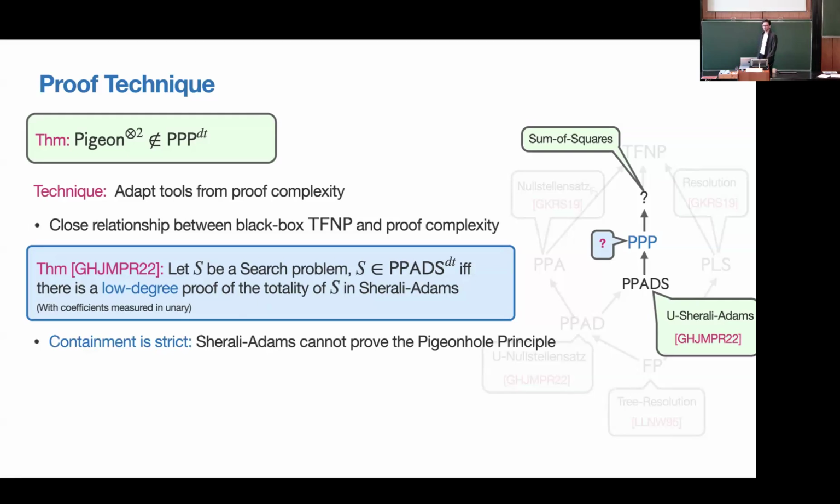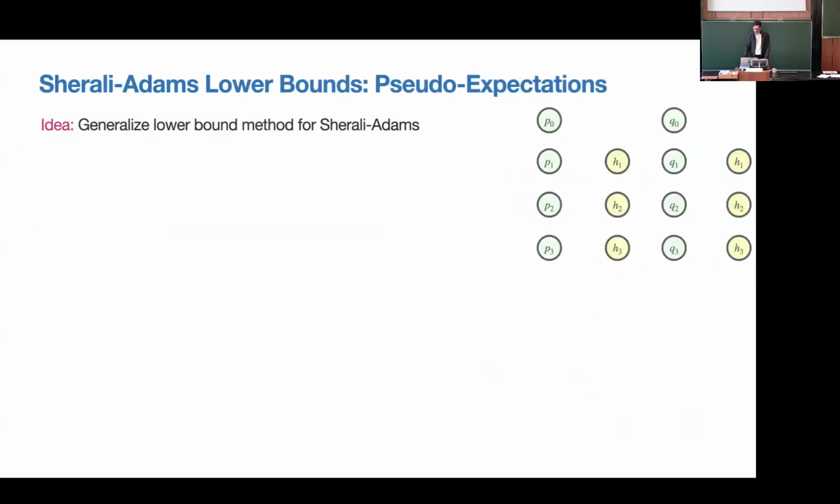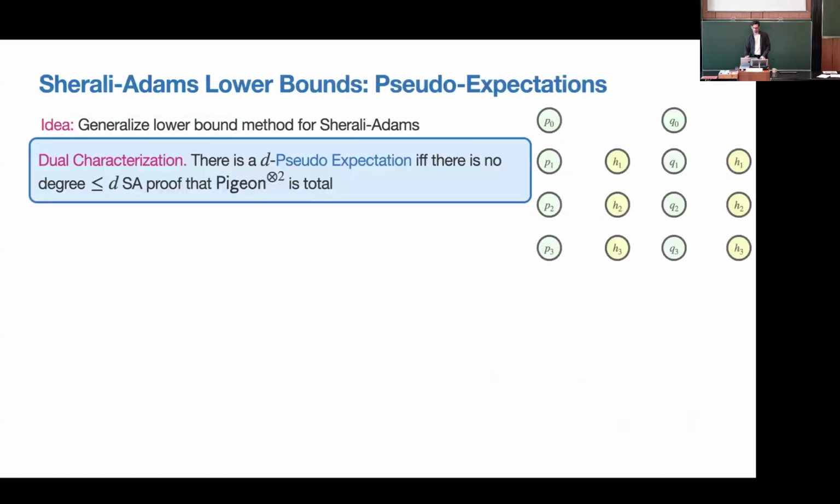So it's well known that Sherali-Adams cannot prove the Pigeonhole Principle. Yes, in low degree, you can prove it in low size. So the idea here is we're going to take the lower bound technique for Sherali-Adams, and we're going to strengthen it a little bit in order to prove our separation. For those of you who have worked with Sherali-Adams before, usually if you are going to prove lower bounds on it, you're going to work with its dual characterization.